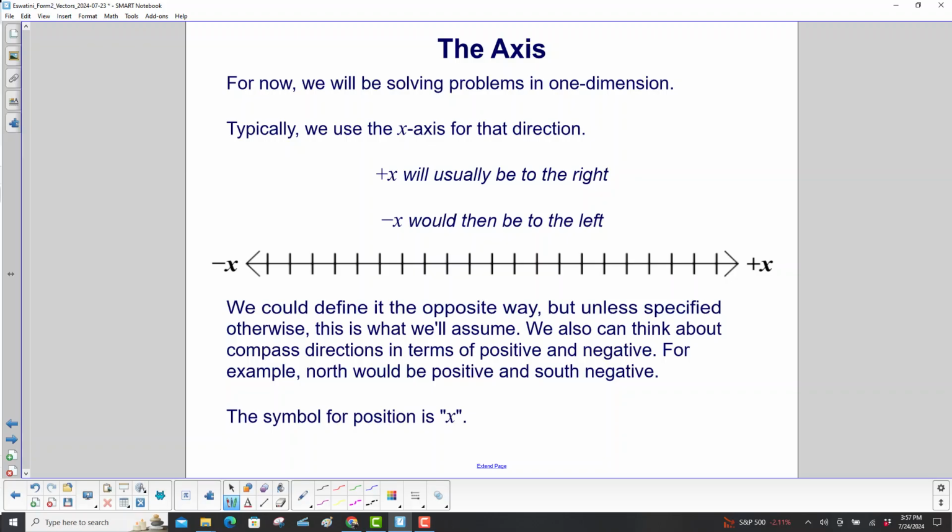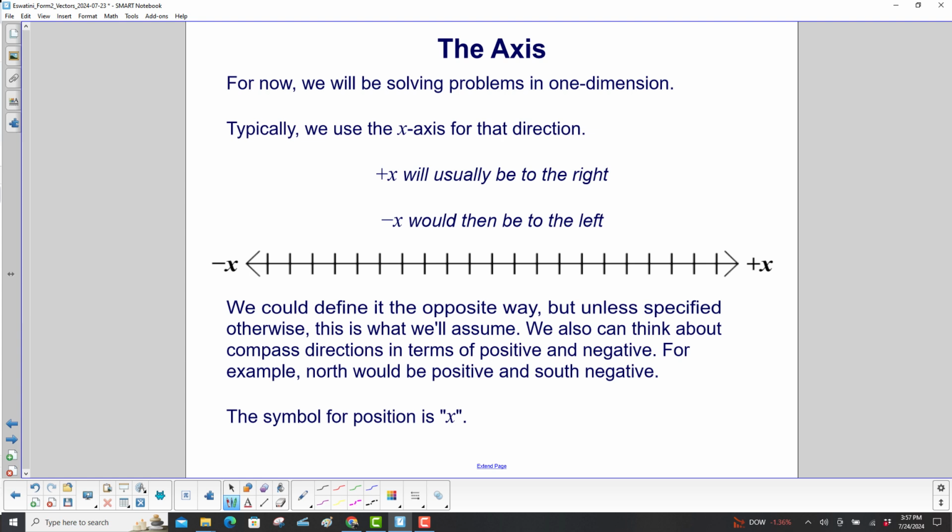For now, we will be solving problems in one dimension. Typically, we use the x-axis for that direction. Plus x will usually be to the right. Negative x would then be to the left. We could define it the opposite way, but unless specified otherwise, this is what we'll assume. We also can think about compass directions in terms of positive and negative. For example, north would be positive and south negative.